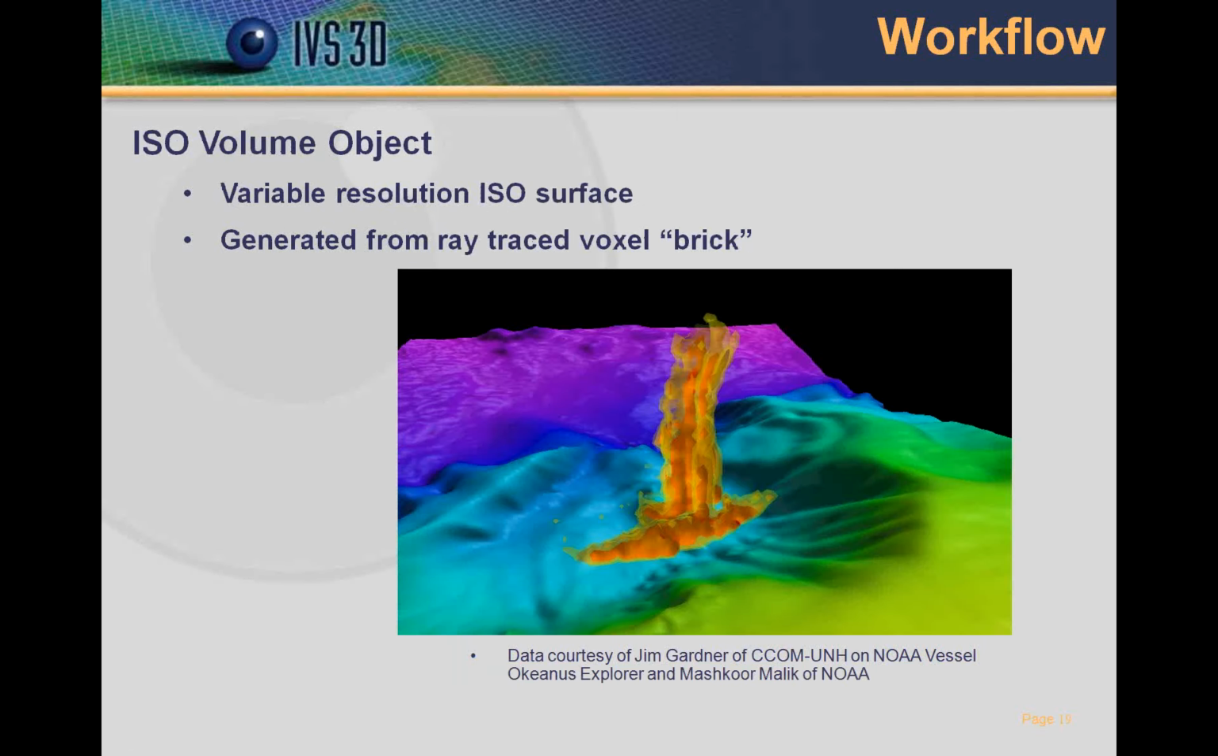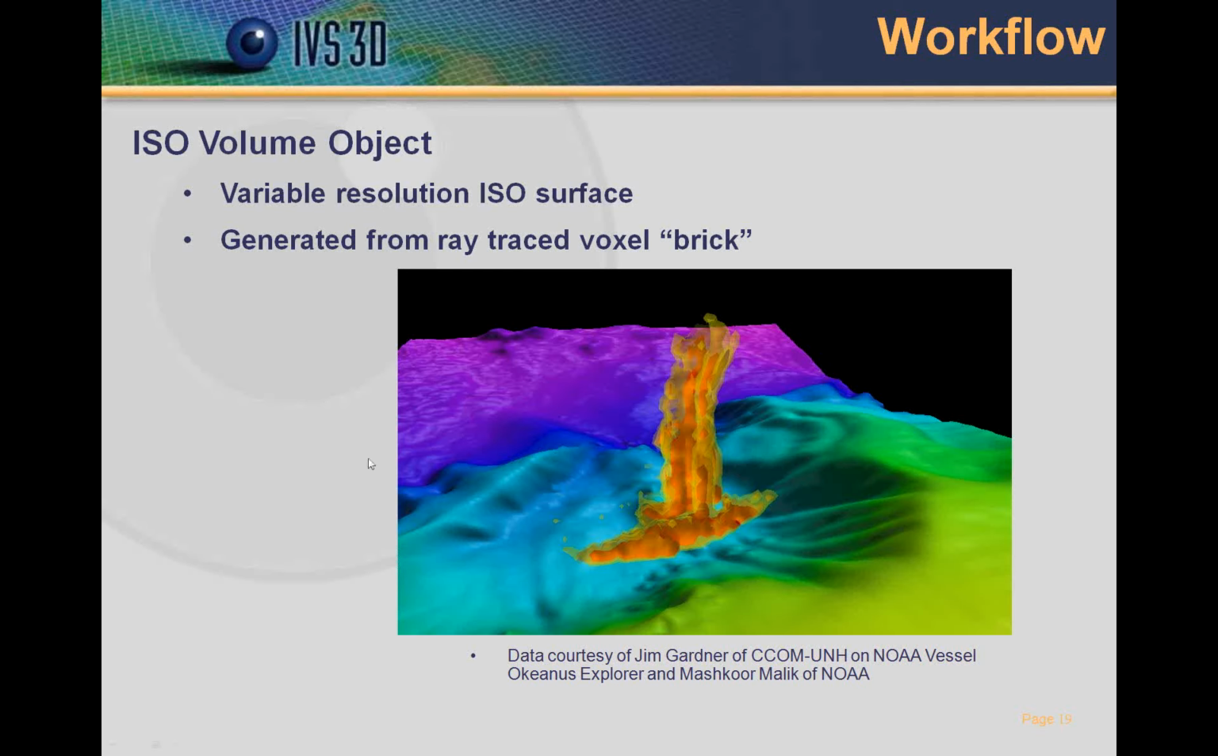The last metaphor is the ISO volume, and this is basically an isosurface object. What we do is we take the filtered data and we ray trace it into a voxel, what I call a voxel brick. Think of a 3-dimensional rectangle that contains voxels of a given size, and you select what the voxel dimensions are, a 1-meter voxel or a 2-meter voxel, and then the data is ray traced into that, and then we build isosurfaces over that data.